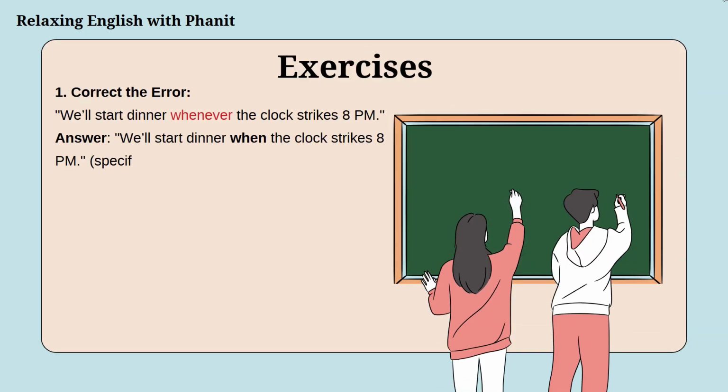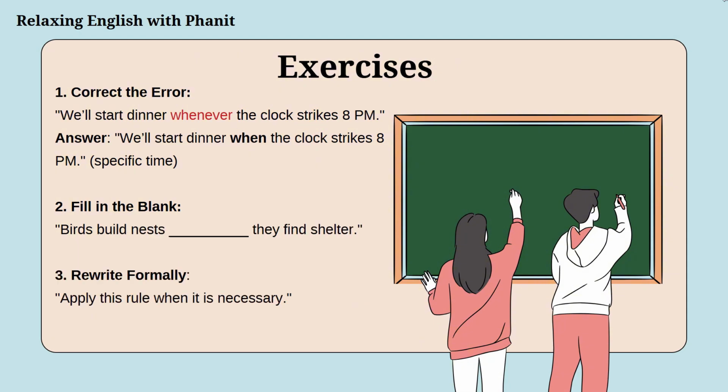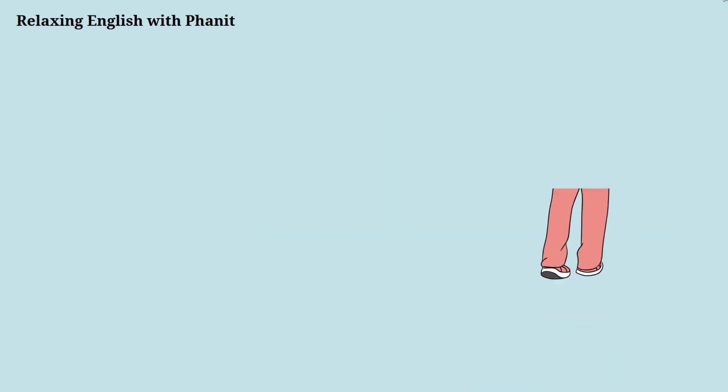Time to practice. Here's the first exercise. Correct this sentence: "We'll start dinner whenever the clock strikes 8 p.m." Remember, 8 p.m. is specific. Pause here if you need time to think. The answer? "We'll start dinner when the clock strikes 8 p.m." Great job if you got it right. Now try the next 2 exercises on your own, then let's check the answers.